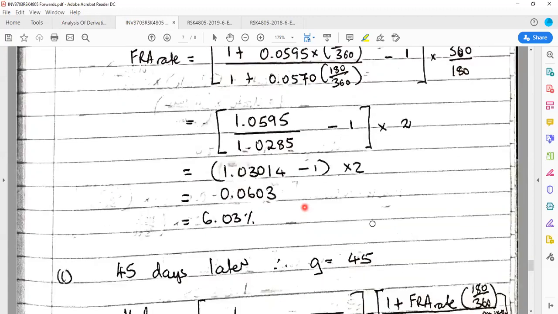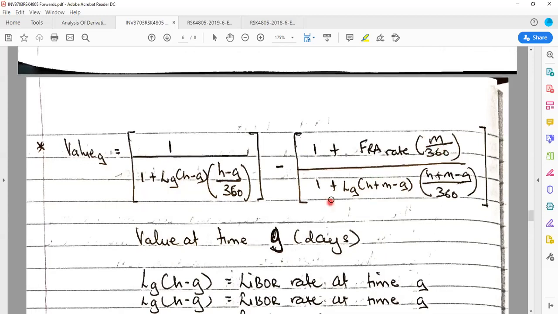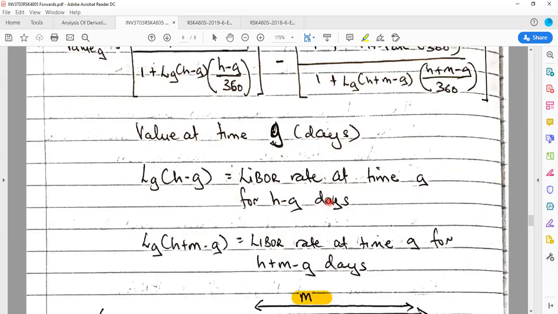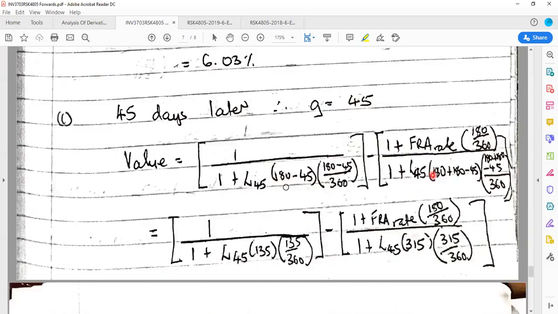So the idea behind this formula is that you need to identify what H is. H we know is 180. G is 45 because it's 45 days later, and M is 180. So if you substitute all those numbers where they're supposed to be, you end up with something like this, which then simplifies to this right here.